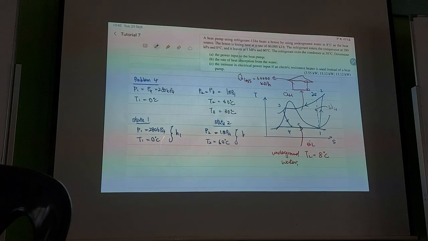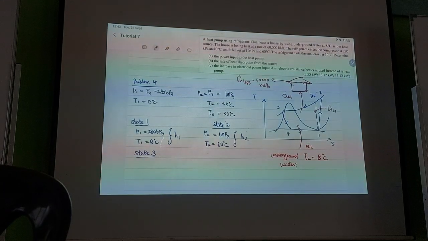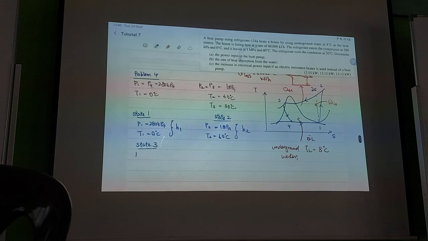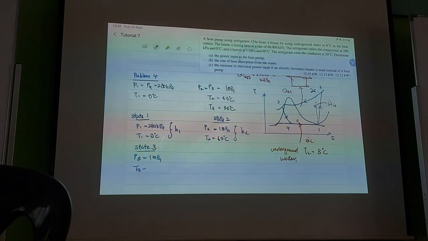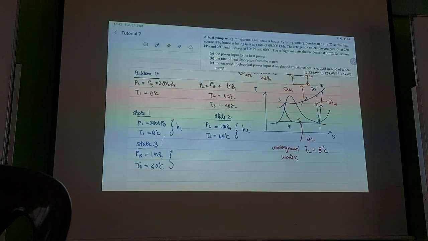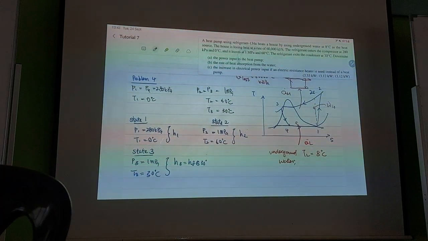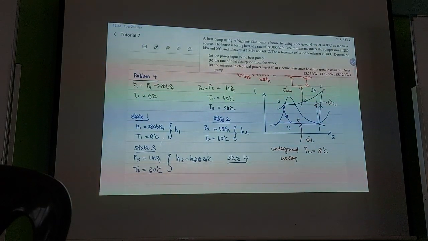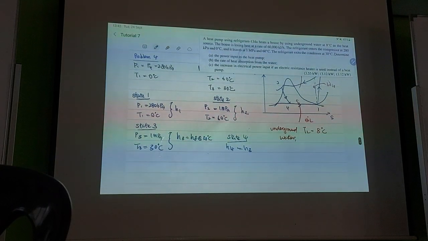So from here you get H2, then state 3. So state 3, we have P3 equals 1 megapascal. So exactly the same as the previous question here.